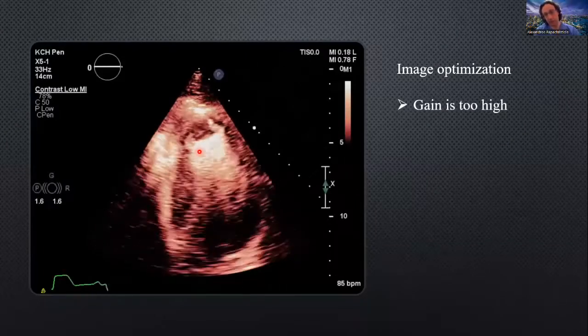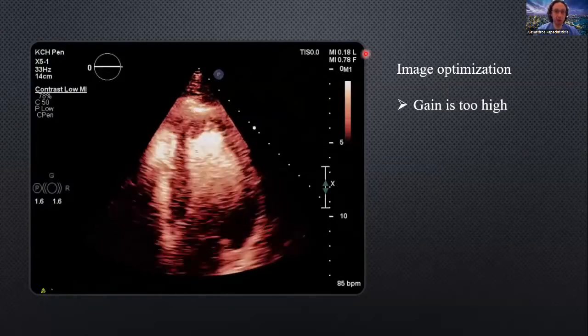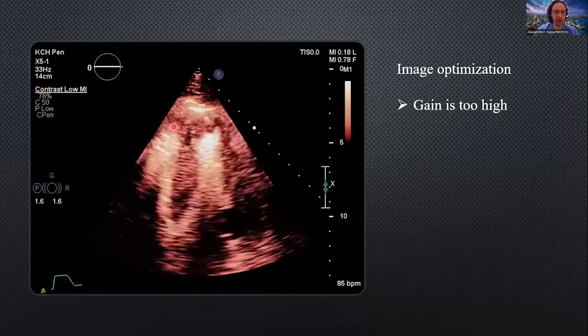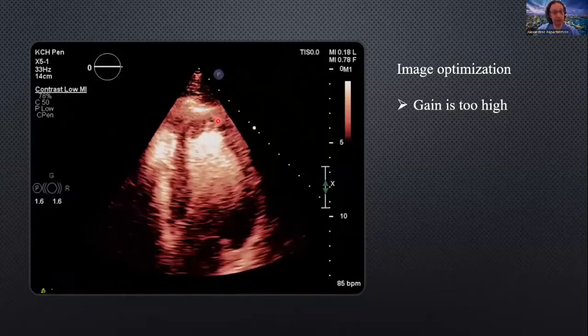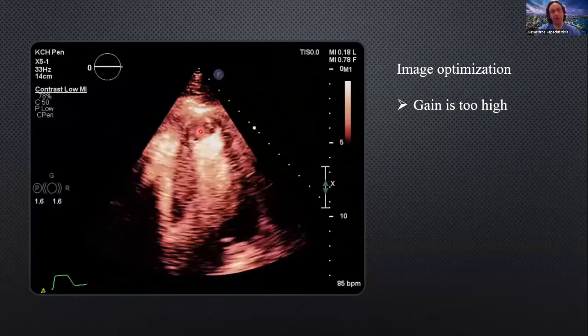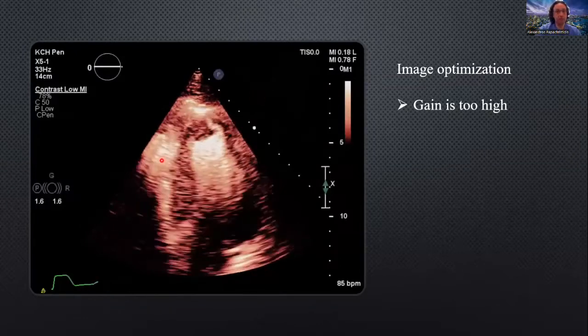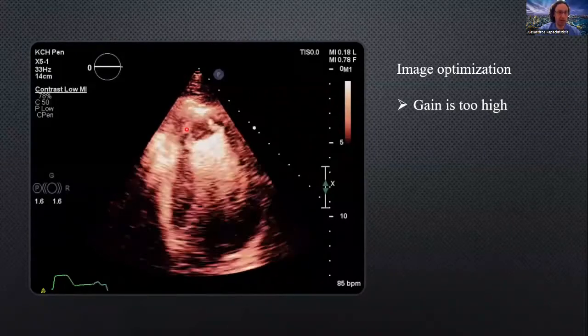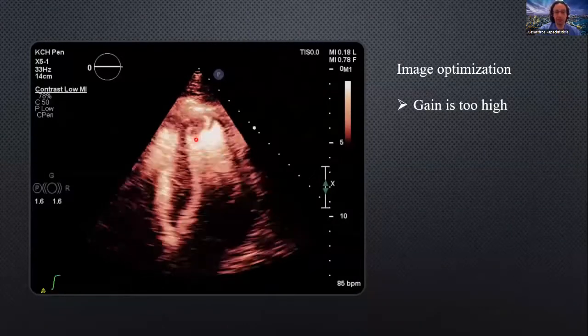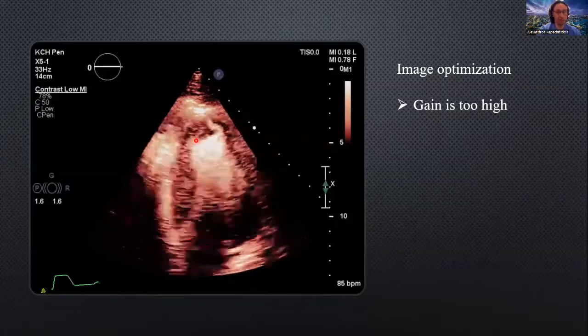Again, you can use low MI. The mechanical index has dropped to 0.18, but again, the gain is 78%, it's quite high. You have a lot of noise here. And I'll show you another example of a good LV thrombus with low MI, but no noise in the thrombus, which demonstrates very clearly the lack of perfusion.